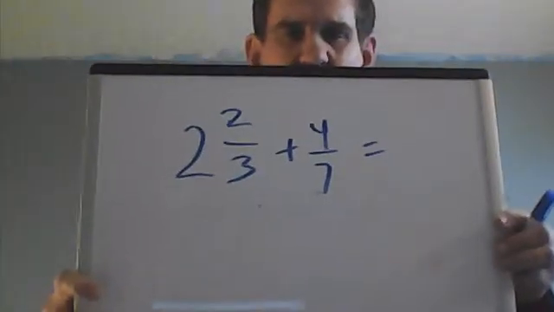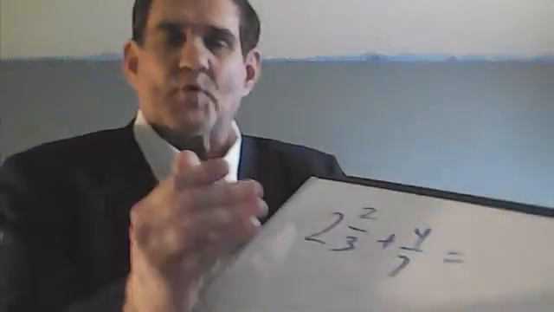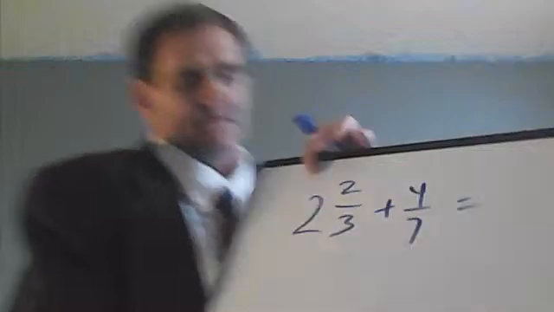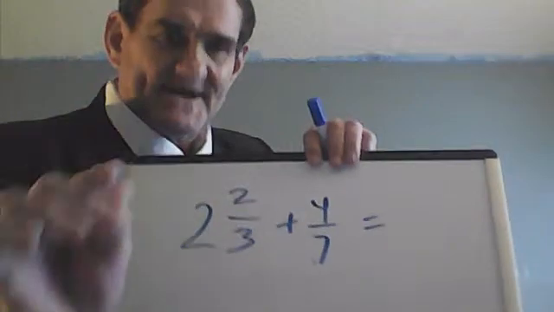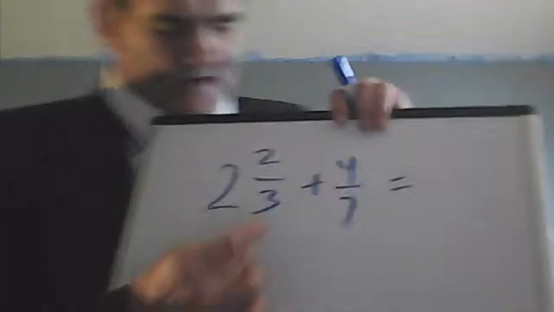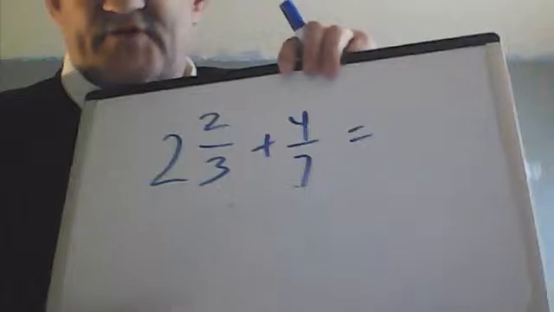In front of me is a whiteboard. I've got the number 2 2/3 and 4/7. That equals some number. How do I find a solution? It's actually pretty straightforward. I'm going to show you what we do. You've got 2 2/3 and 4/7. Got to remember one thing. If you're adding, you make sure that these two numbers down here, they call them the denominators, the bottom numbers, they need to be the same.